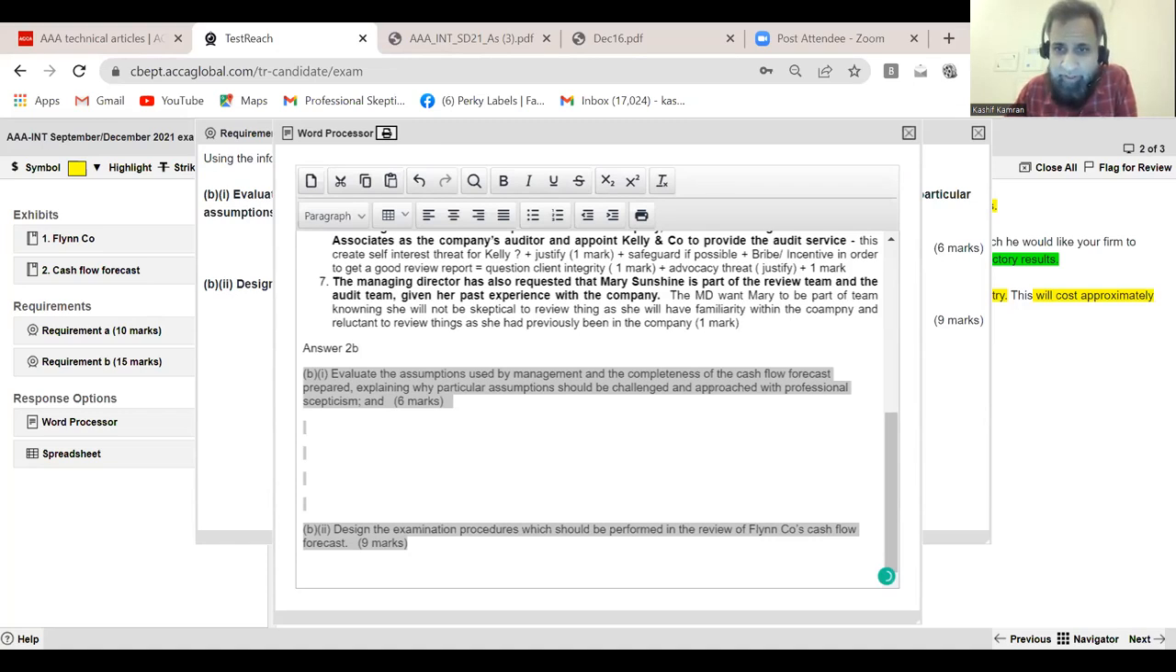Evaluate the assumptions, right? So you can write this as a concluding paragraph because it's a sound paragraph, putting everything in a holistic manner. I hope you agree with this paragraph. This is the perspective, right? Why we should challenge them. Do you all agree? Okay, let me show you the Word file.